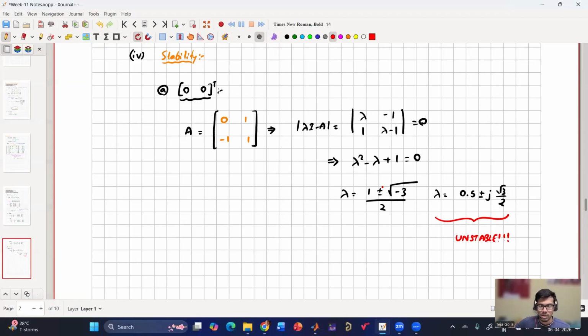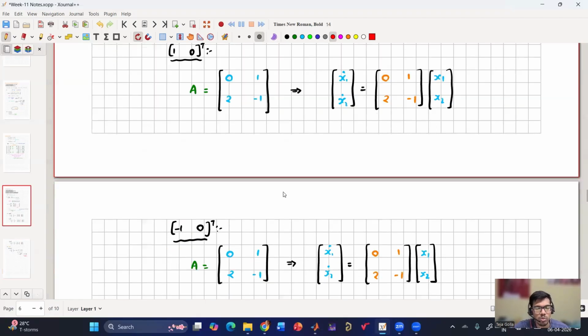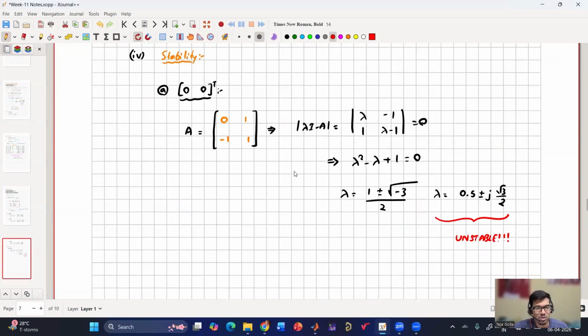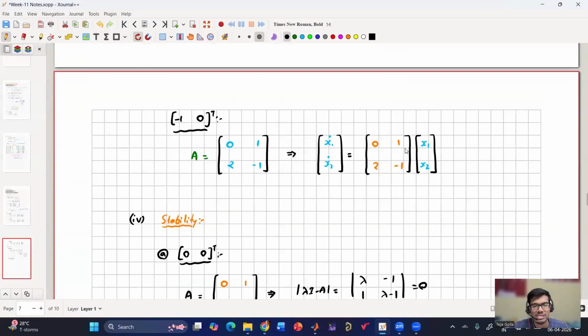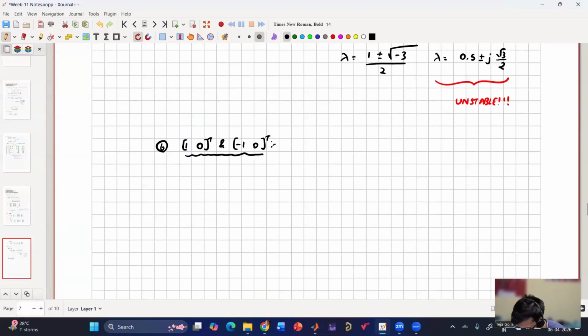So it is unstable. Now we know that the A matrix for both the other equilibrium points is the same. So we can consider any one of those, because the A matrix is the same, the eigenvalues will be the same, so the stability will also be the same. 1, 0 transpose and minus 1, 0 both have the same A matrix, so the stability also will remain the same. So A is 0, 1, 2, minus 1.